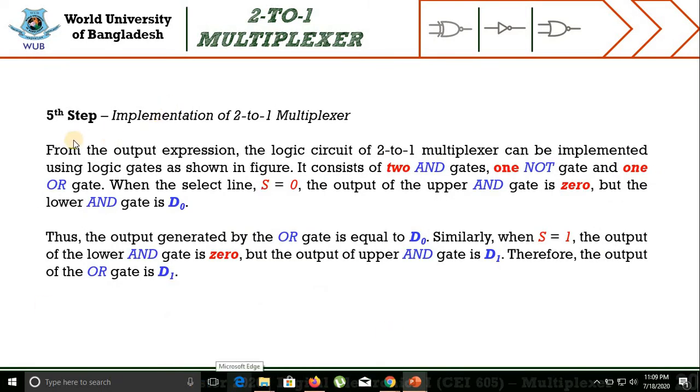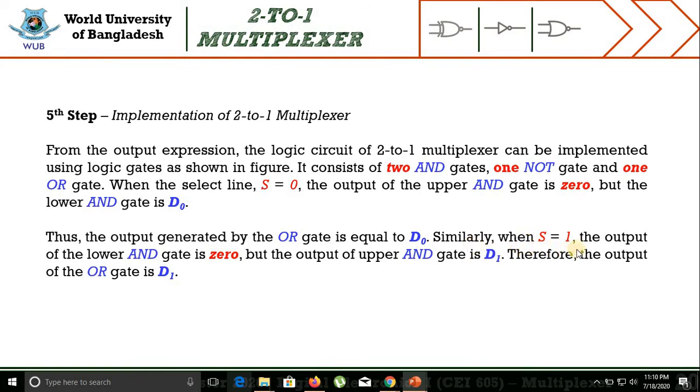Well, the fifth step would be the implementation of the 2 to 1 multiplexer. From the output expression, the logic circuit of the 2 to 1 multiplexer can be implemented using logic gates as shown in the figure. It consists of 2 AND gates, 1 NOT gate and 1 OR gate. When the select line S is equal to 0, the output of the upper AND gate is 0, but the lower AND gate is D0. Thus the output generated by the OR gate is equal to D0.